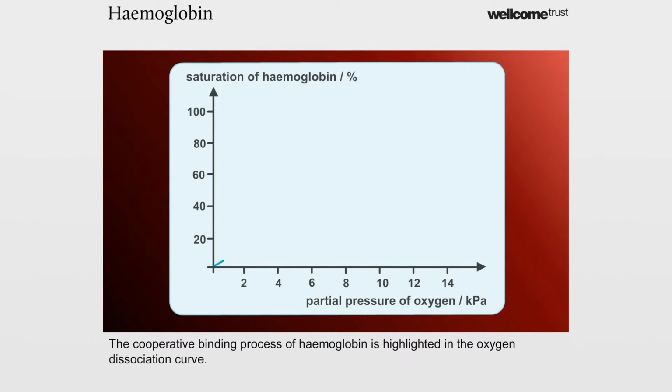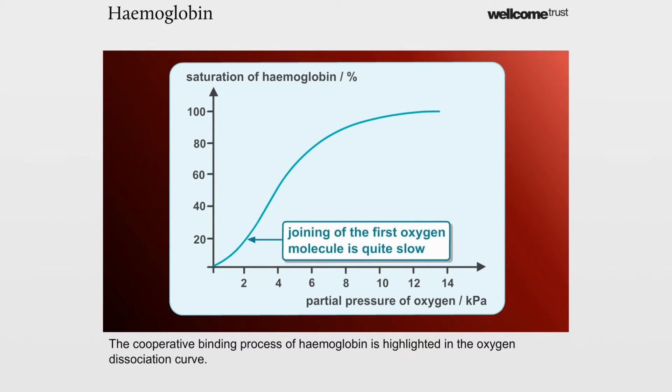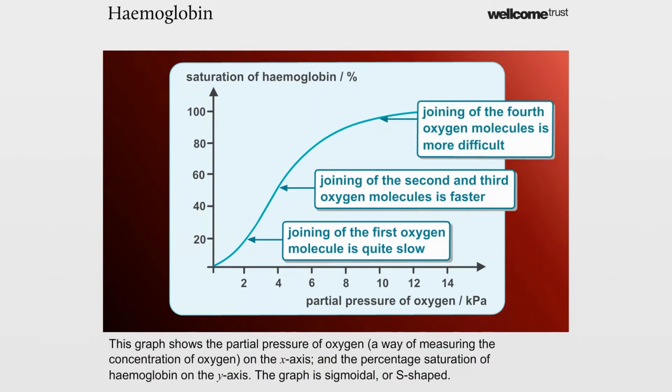The cooperative binding process of haemoglobin is highlighted in the oxygen dissociation curve. This graph shows the partial pressure of oxygen, a way of measuring the concentration of oxygen, on the x-axis, and the percentage saturation of haemoglobin on the y-axis. The graph is sigmoidal, or S-shaped.